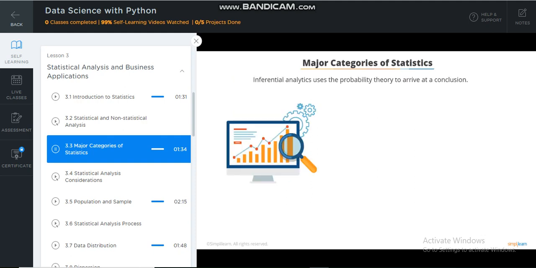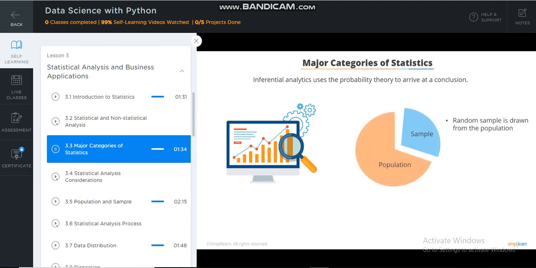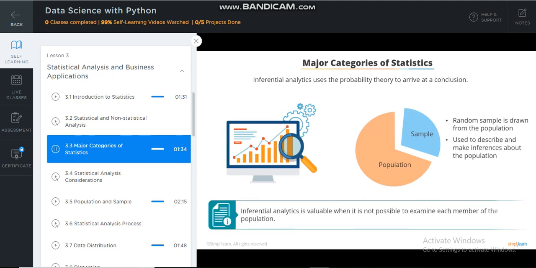Inferential analytics generalizes the larger data set and applies the probability theory to draw a conclusion. In this approach, a random sample of data is taken from a population to describe and make inferences about the population. Inferential statistics is valuable when it is not convenient or possible to examine each member of an entire population. Let's understand both categories better through an example.